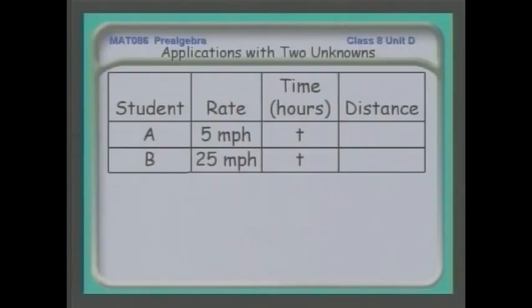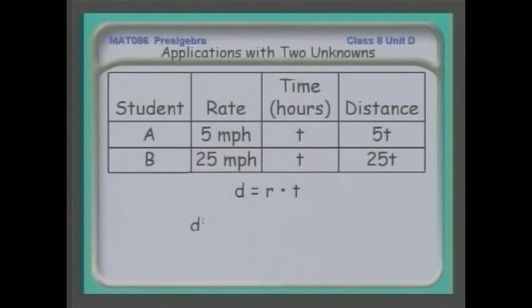But we do know what the total distance is. The total distance is 3 miles. One travels 5 miles an hour times whatever the time is. The other travels 25 miles an hour times whatever the time is. And since they're 3 miles apart to start with and walking together, we know that the sum of how far they travel has got to be 3 miles.